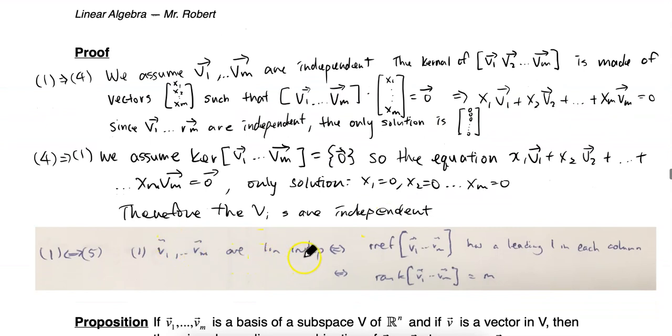So if v1 through vm are linearly independent, this is the same as saying that RREF has a leading one in each column. That is explained by the fact that we want to have no free variable, or else there would be ways that these vectors are not linearly independent. We could express one with the other. And if there's a leading one in each column, and we have m columns, that automatically means that the rank is m. So this proof goes backward very easily to show that 5 is the same as 1.